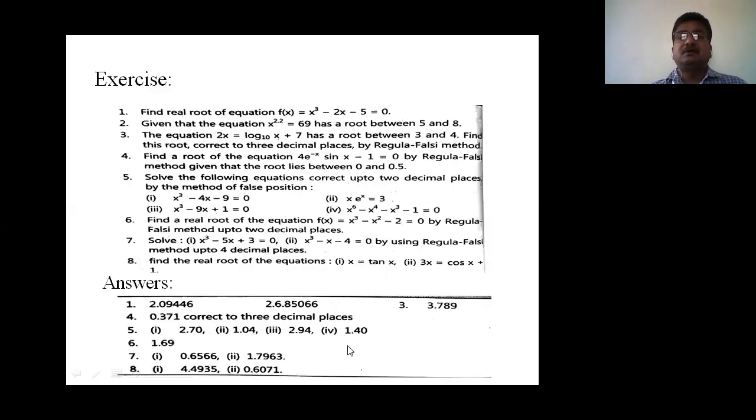So these are some problems to solve yourself. So, exercise and their answers.